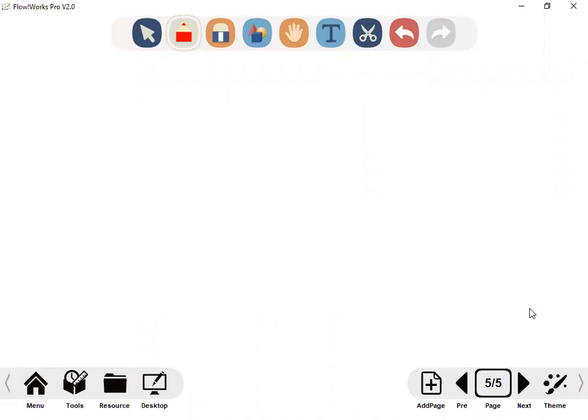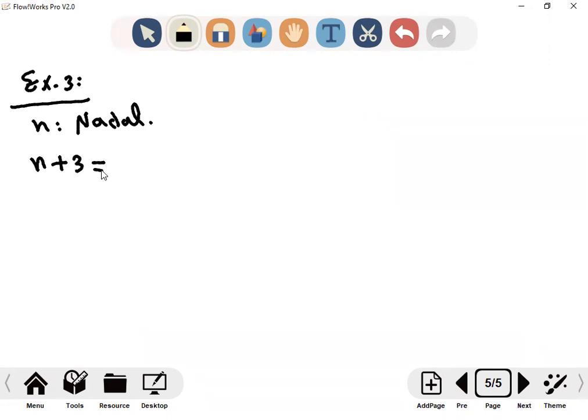Let the answer wait, we will write the equation first. So we are in example 3 now. So let n be for Nadal. So n plus 3 should be equal to the record for the most Grand Slam singles titles won, with 17, right? This is our equation.